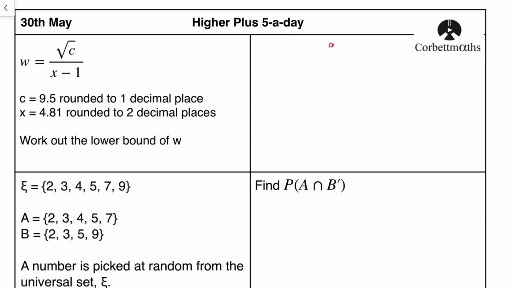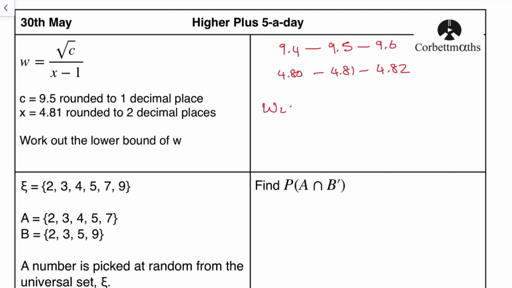C is 9.5 to one decimal place. The decimal place above is 9.6. Decimal place below is 9.4. I'm just going to leave that like that for now. And then X is 4.81, and it's rounded to two decimal places. So second decimal place above is that. Second decimal place below is 4.8. And then it says work out the lower bound of W.